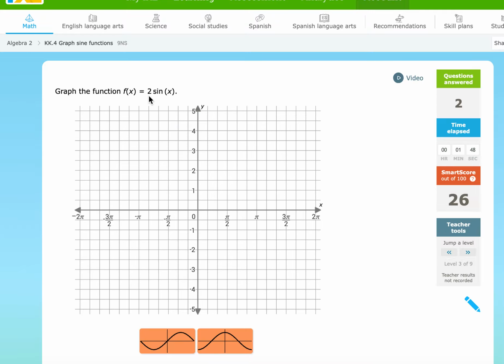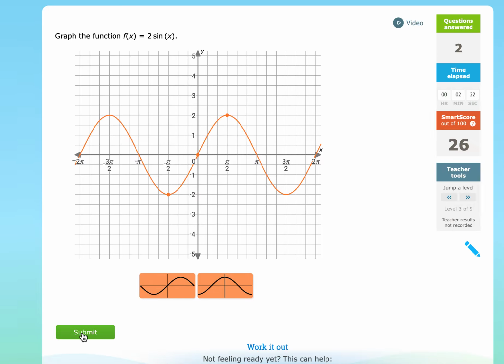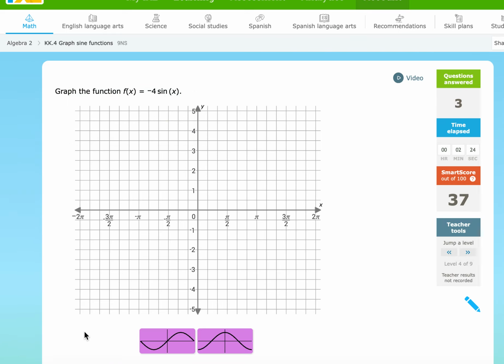All right, so now this one, we have a 2 in front of my function, so it's 2 times sine of x. This 2 is called the amplitude. So my curve is going to go all the way up to +2 and all the way down to -2. We start at 0 because sine of 0 is 0, and sine of 90 is 1, but when we multiply by that 2, it moves to +2, and the same thing happens with sine of 3 pi over 2, which is -1 times 2, which is -2. Let's check our answer, and it is correct.